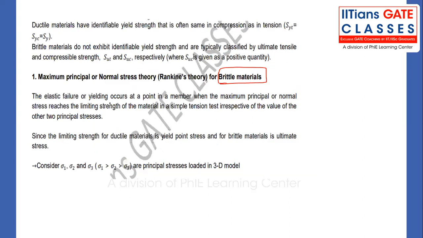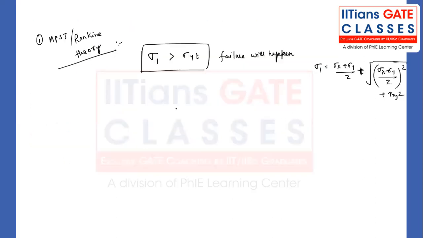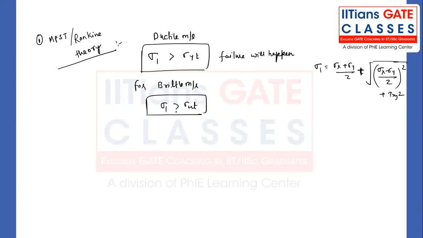What is the statement? Elastic failure or yielding occurs at a particular point in a member when the maximum principal stress sigma 1 reaches the limiting strength of the material in a simple tension test, irrespective of the values of the other two principal stresses. What is the limiting strength of the material? In a very simple tension test, it is sigma yt in case of ductile material, and for brittle material we don't have yield strength, we have ultimate strength. Then the failure will happen.